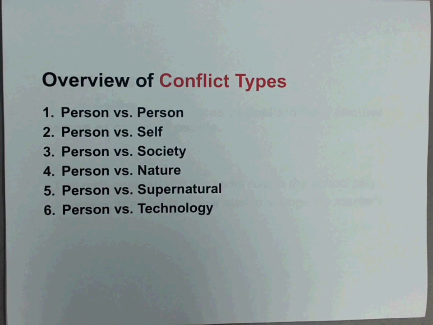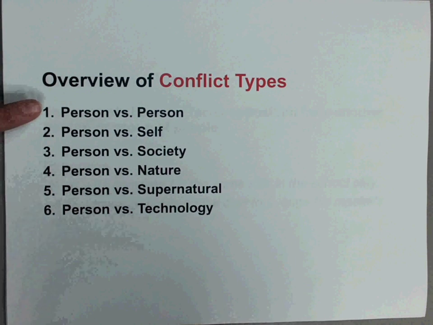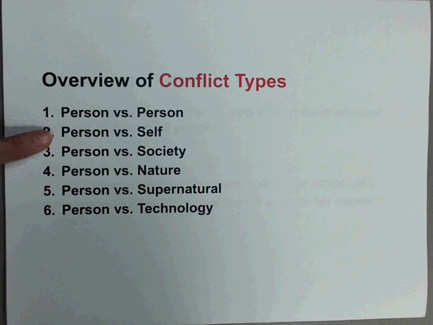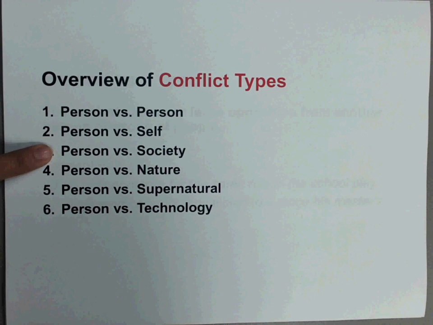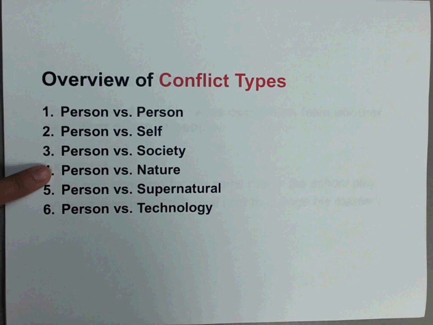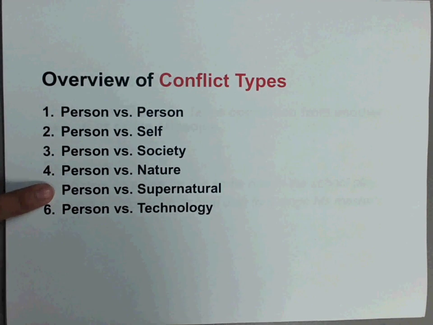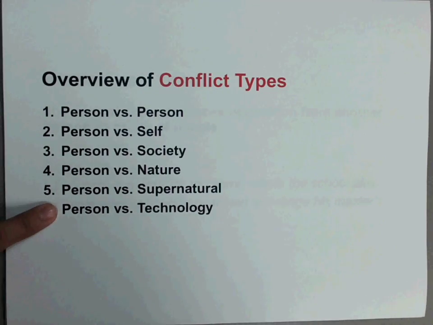So here's an overview of the types of conflicts that we can have. There are 6 of them. We have person versus person, person versus self, person versus society, person versus nature, person versus supernatural, and person versus technology.